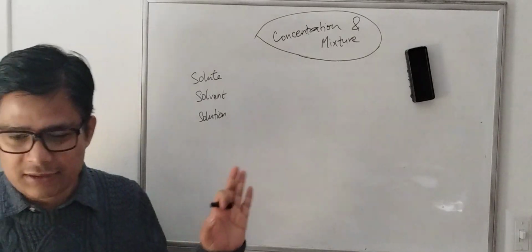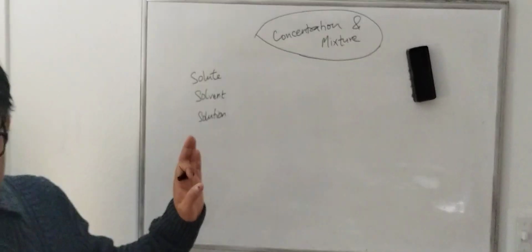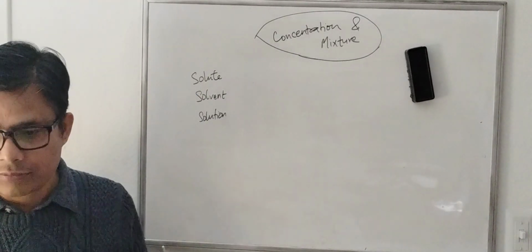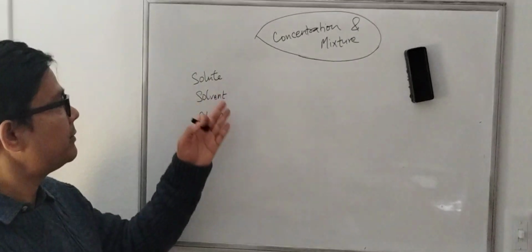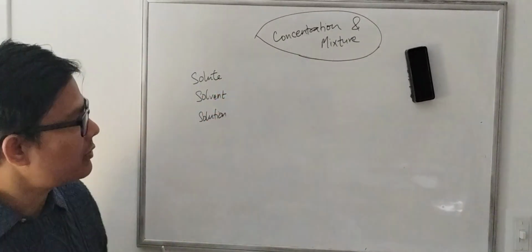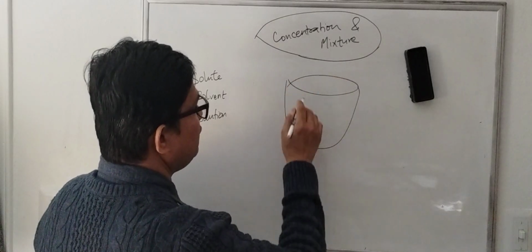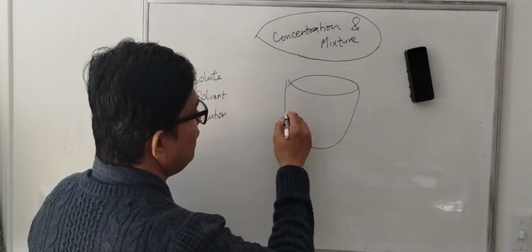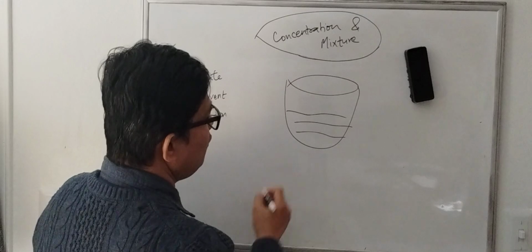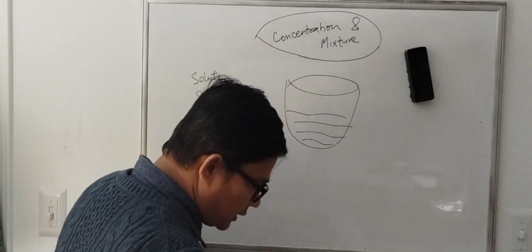You got it? So these are the things. I'm not going to repeat it while I'm working on the questions. So just remember these basic terms. Let's say you have a glass here, not a good glass but still a glass, and you have some amount of water here and some amount of sugar here.